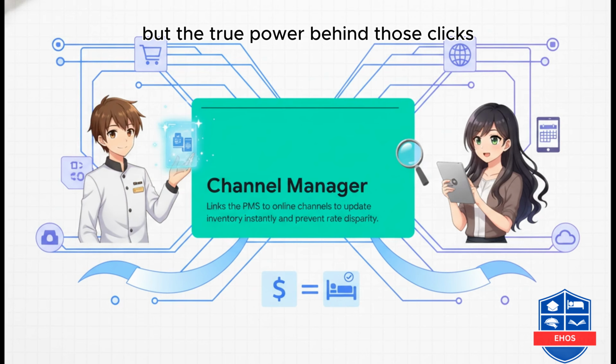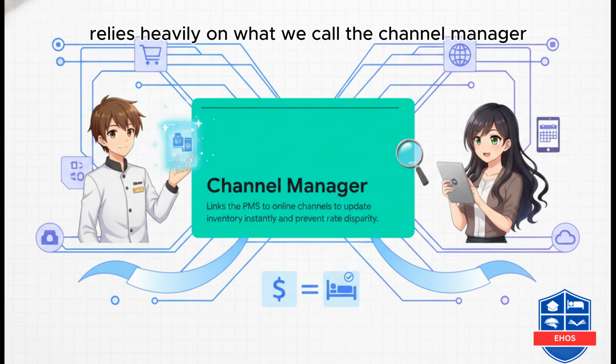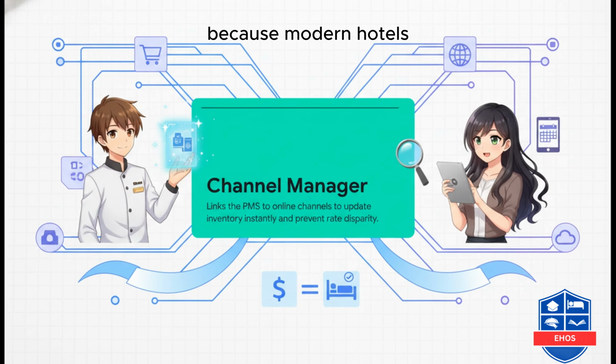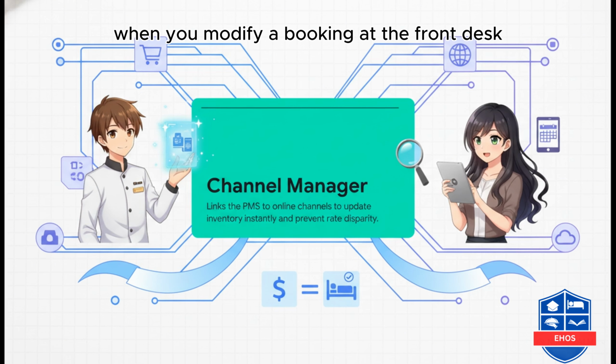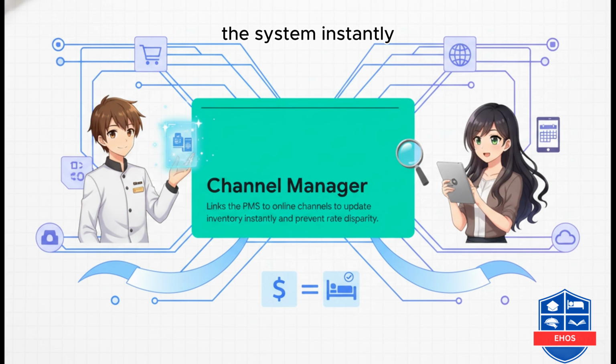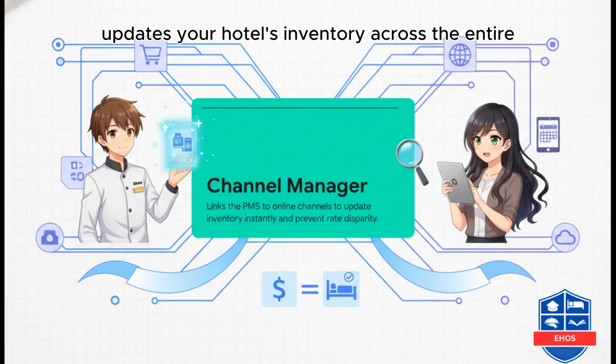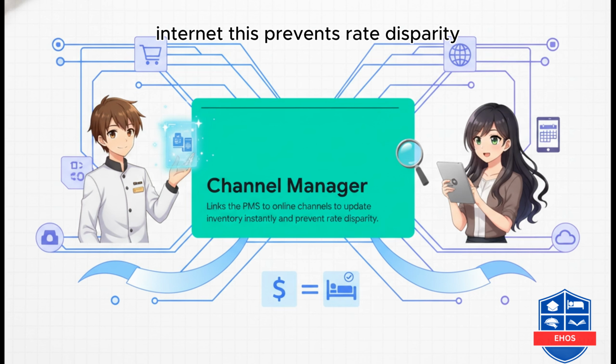But the true power behind those clicks relies heavily on what we call the channel manager. Because modern hotels sell rooms across multiple online channels, places like Booking.com, Expedia, and of course their own website, the PMS has to be linked to a channel manager. When you modify a booking at the front desk, the system instantly updates your hotel's inventory across the entire internet. This prevents rate disparity and ensures the hotel never, ever accidentally oversells a room it doesn't actually have.